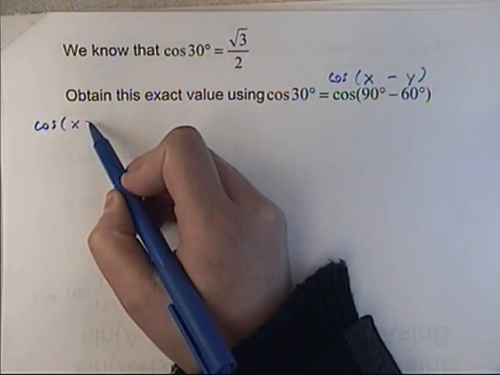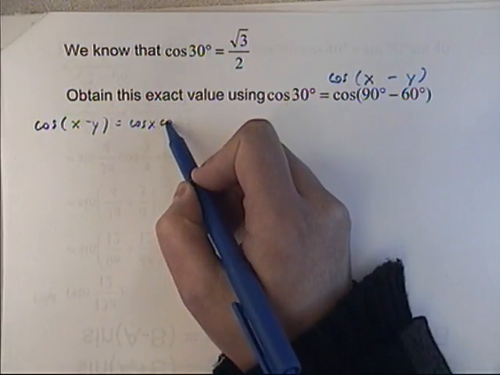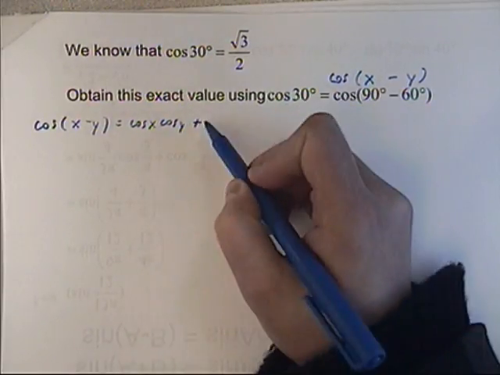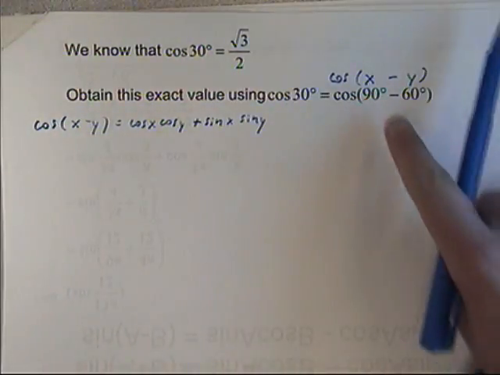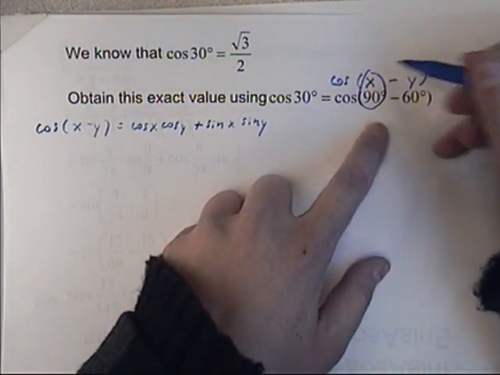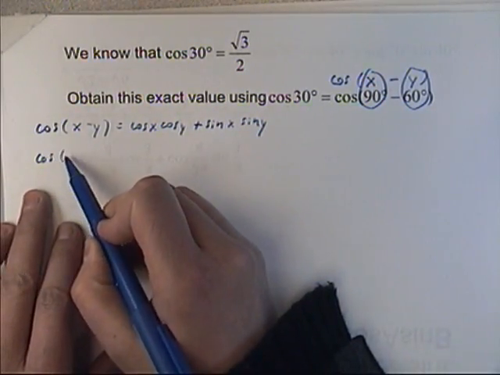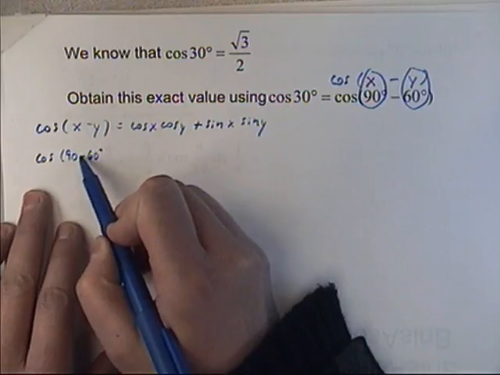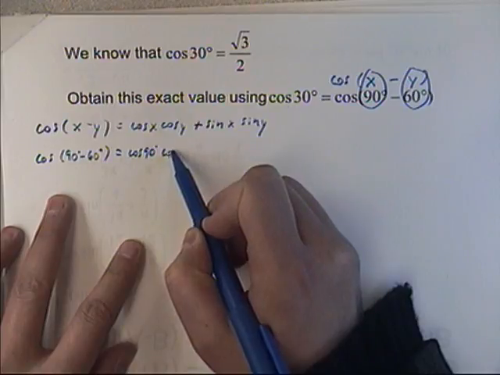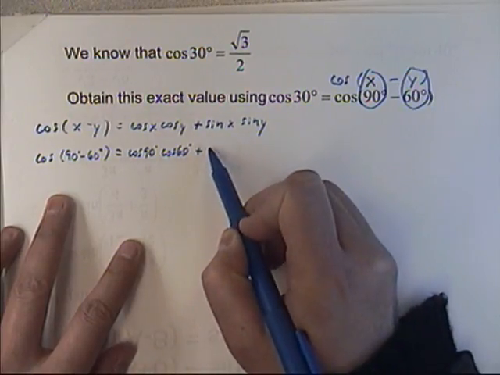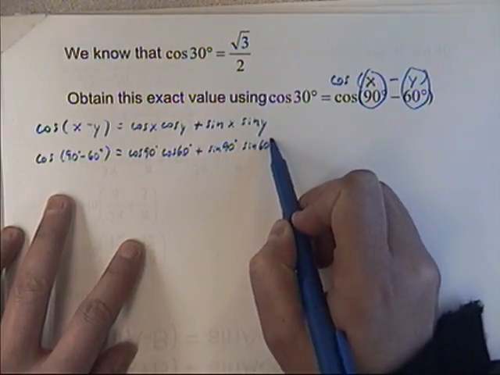So the cosine of x minus y equals cosine of x times cosine of y plus sine of x times sine of y. Okay, so if our x is 90 and our y is 60, then I can rewrite this as, the cosine of 90 minus 60 degrees would equal the cosine of 90 degrees times the cosine of 60 degrees plus the sine of 90 degrees times the sine of 60 degrees.